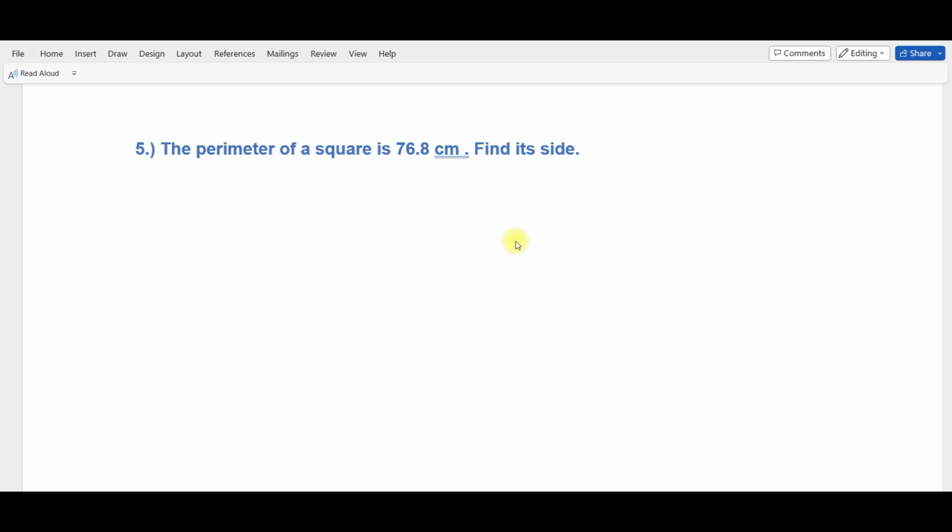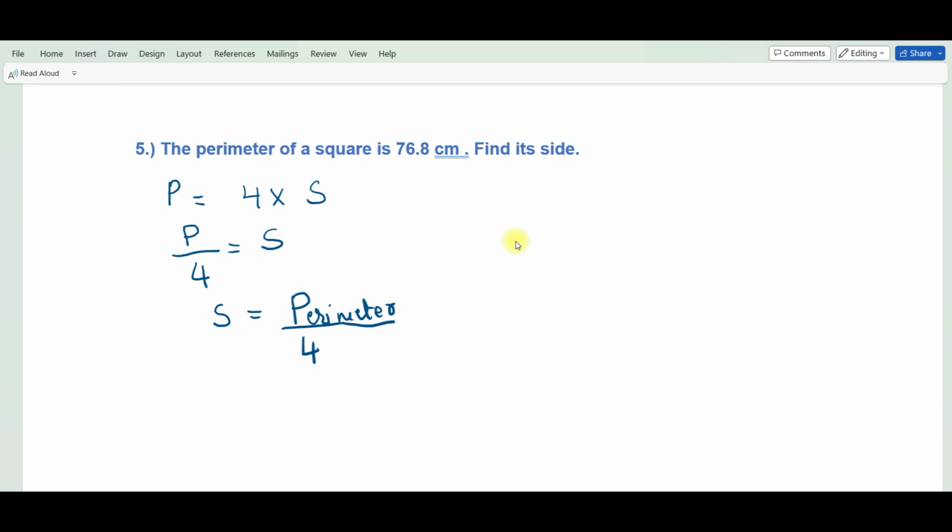We always know the formula, that is the perimeter of a square is 4 into S. Now we don't know what is S, so we need to convert this. So it would be P, that is the perimeter, divided by 4 will give me S. So that is S is equal to P divided by 4. Here P is the perimeter of a square. So this is the formula whenever you want to find the side of a square from its perimeter.